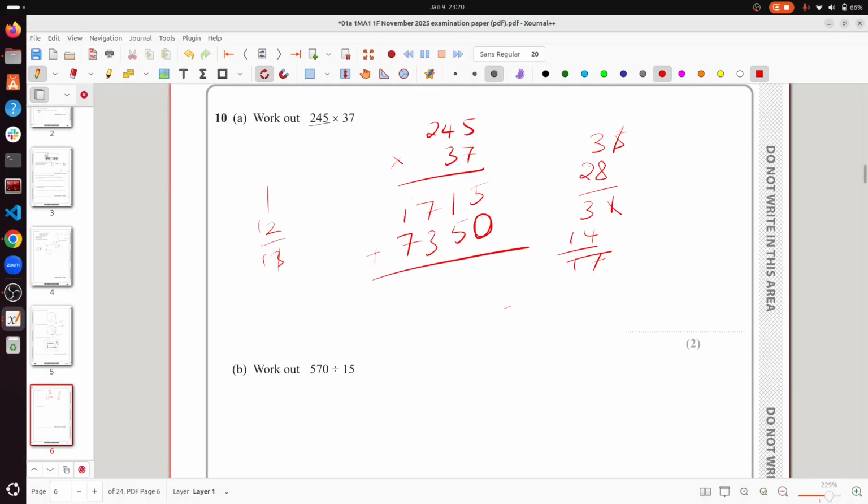So add them all together now. 5, 6, 10. So 965, which is the same as the grid method. So it does not really matter which method you use as long as you get to the correct answer. So that's the most important part of it.